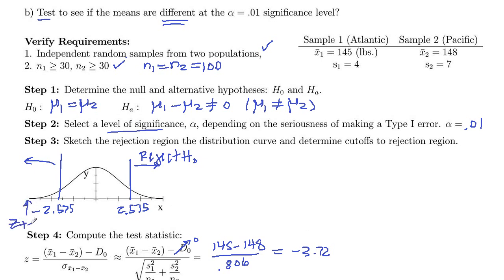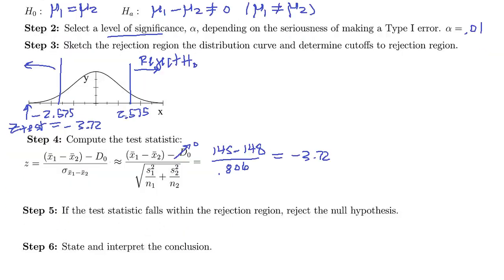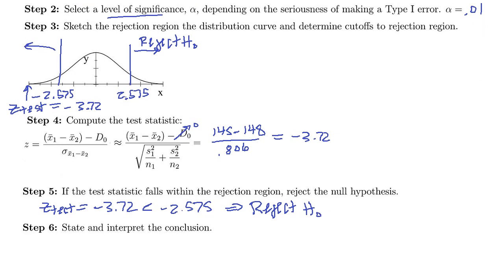So our z-test is negative 3.72. And that's definitely in the rejection region. So step 5, our z-test here is negative 3.72. It is less than negative 2.575. So we reject the null hypothesis. So it's not likely that those two population means are equal.